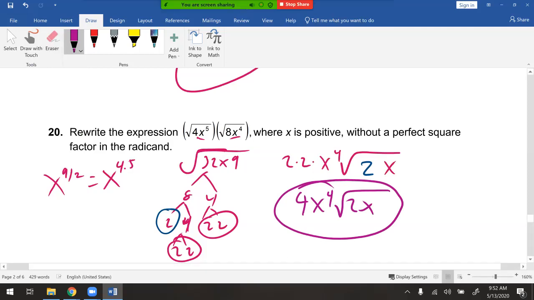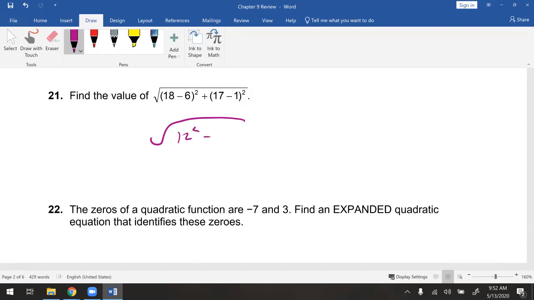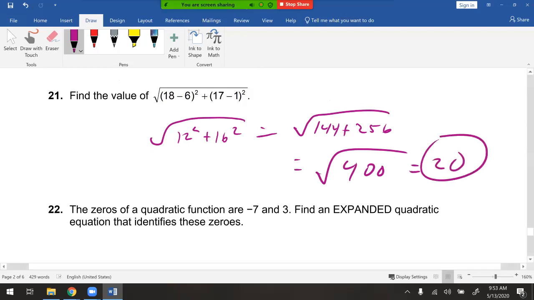Okay, moving on now to 21. This one is as simple as you can get. We're going to subtract 18 and 6, that's going to be 12. We subtract 17 and 1, we get 16. We then square the 12 and then square the 16. So it's going to be 144 minus 16 squared, which is 256. Oh, it's actually plus, my bad. So when I add that with 144, I get 400, and I can square root 400 mentally, it's 20, because 20 times 20 is 400.